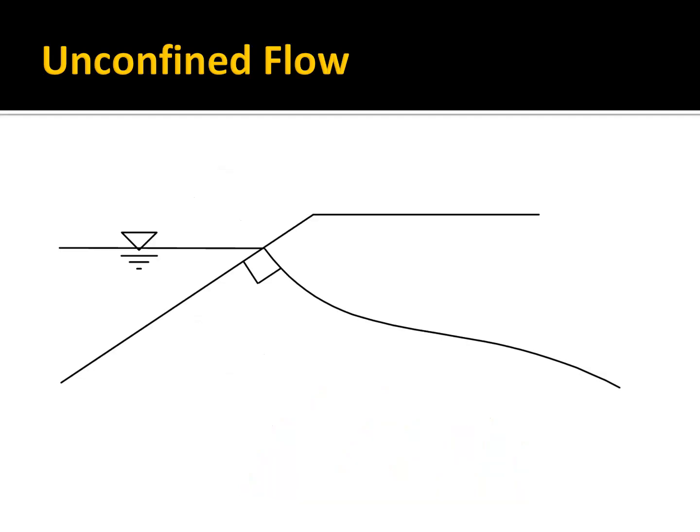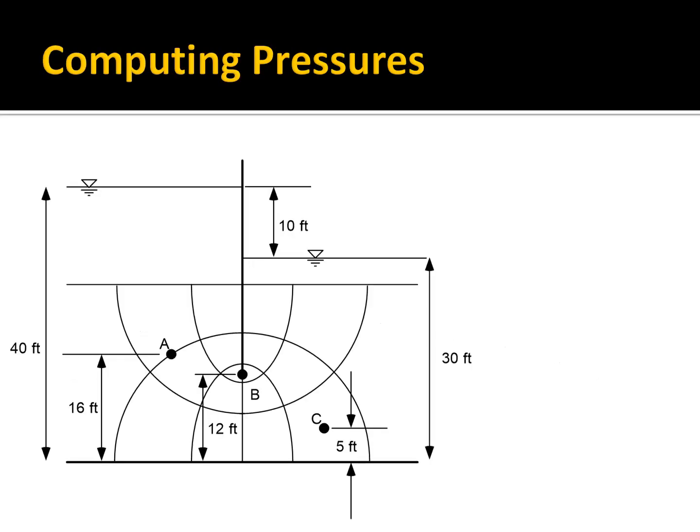Also, where that free surface intersects the upstream side, it comes in at a right angle. Because again, this is an equipotential line and this is a flow line, so it has to intersect at a right angle. That's not necessarily true where it comes out at the end, but it is where it comes in. Now, once you have your flow net constructed, there's some fun things we can do with it.